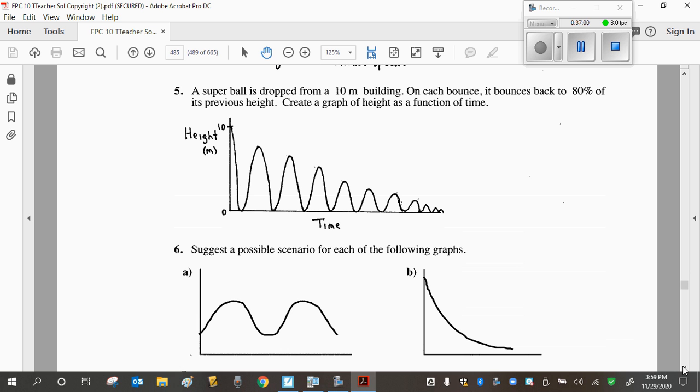And this is where you need to know 80% means 4/5. Or 80% of the height should be 4 out of 5. 1, 2, 3, 4, 5, and then you break that down as well. Or you can just times it by 0.8. And you'll get 8, so that should be 8 high. And then times that by 0.8, you get 6.4. And you times that by 0.8. And you can get the picture and visualize the bouncy ball.